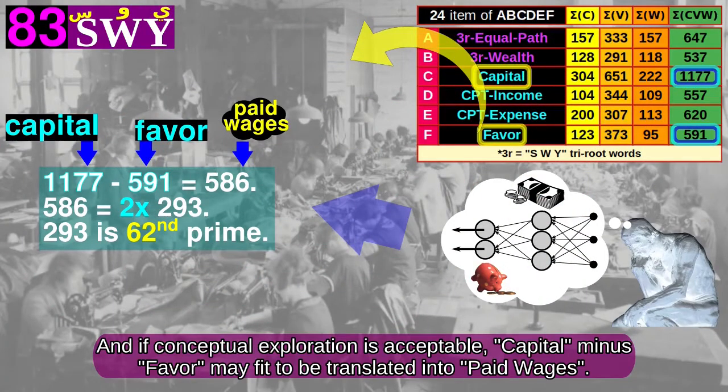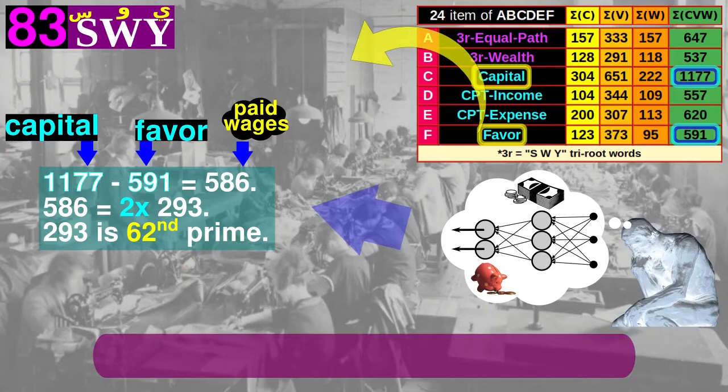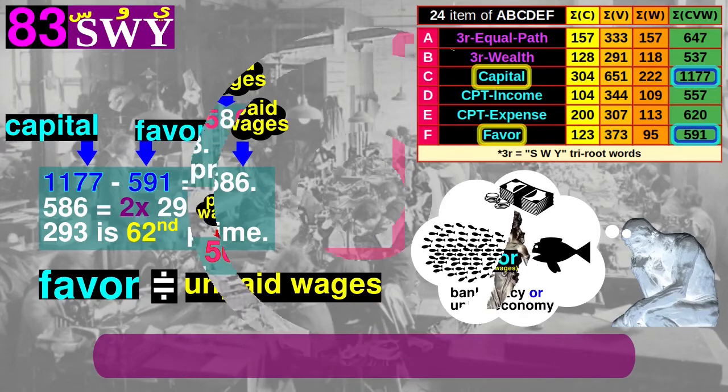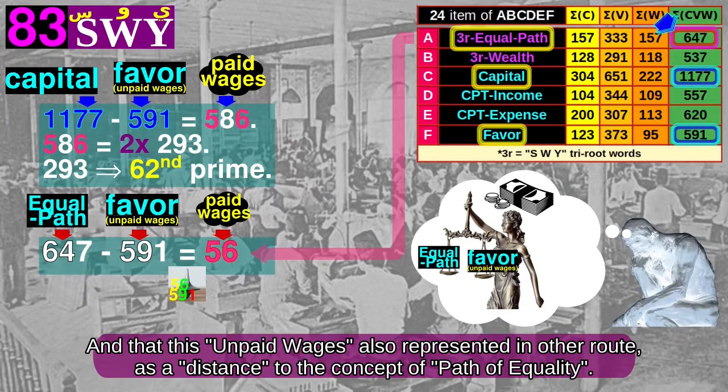And if conceptual exploration is acceptable, capital minus favor may fit to be translated into paid wages. In other words, it suggests favor as a code or metaphor for unpaid wages, either by bankruptcy or by unfair economy. And that this unpaid wages is also represented in another root as a distance to the concept of path of equality.